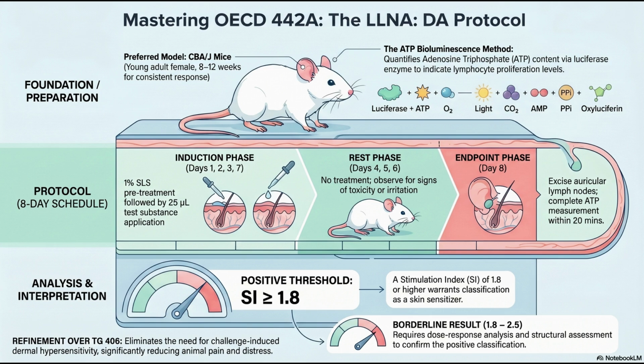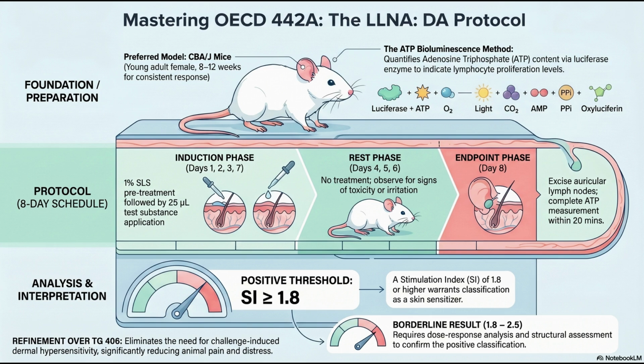So the nodes swell, the ATP spikes, and the luminometer registers a massive SI score. But it's reacting to chemical burns, not an allergy. Exactly. It's a huge false positive. To prevent this, laboratories that lack comprehensive toxicological data on a new chemical will execute a pre-screen test on a small subset of mice.